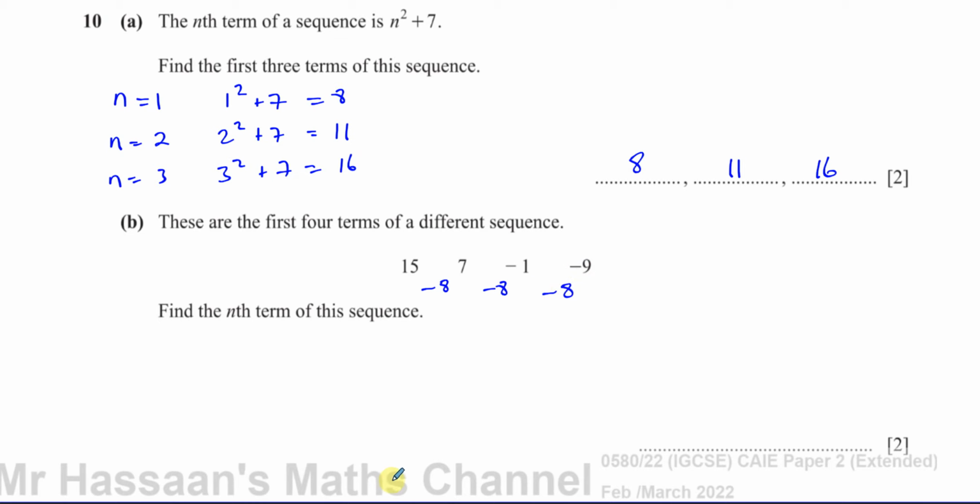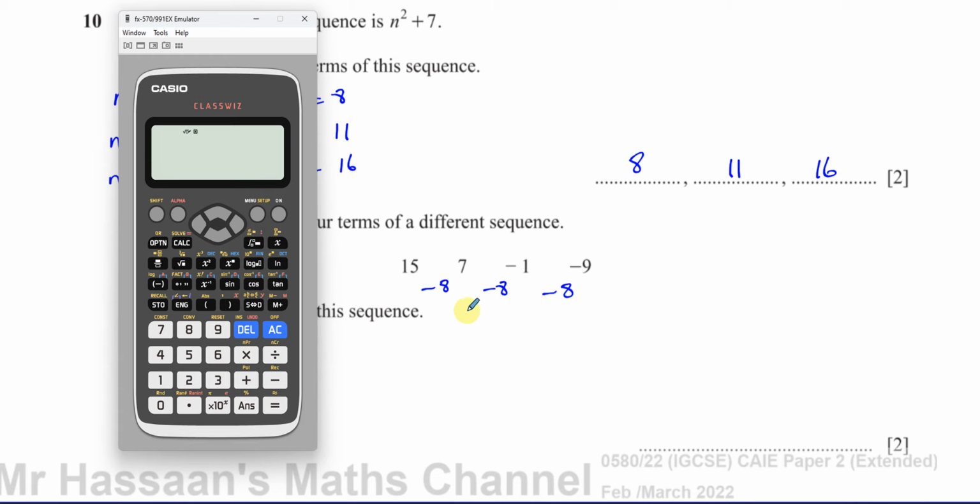If you're not sure how to deal with this, you can just take your calculator. If you're not very good with especially negative numbers, you take the second term and subtract from it the first term, and you see that means you have to go down by 8. And then you take the next term, negative 1, and you subtract the term before it, 7, and you see you get negative 8. And the same thing, you take negative 9, and you subtract from it negative 1, it's going to give you again the same number.